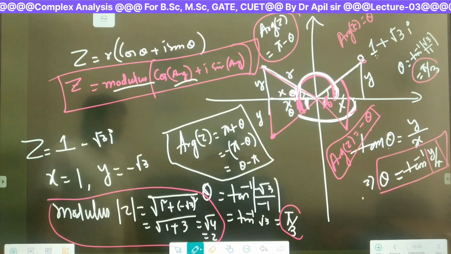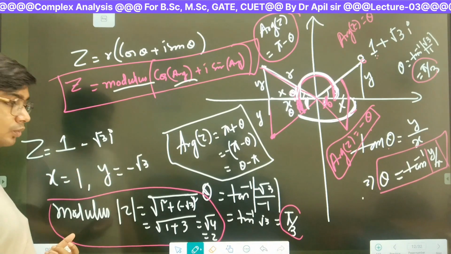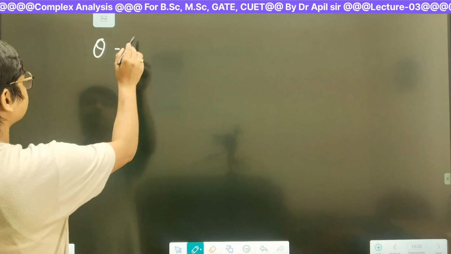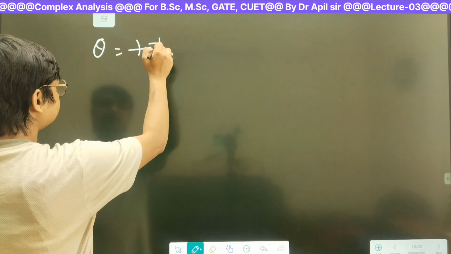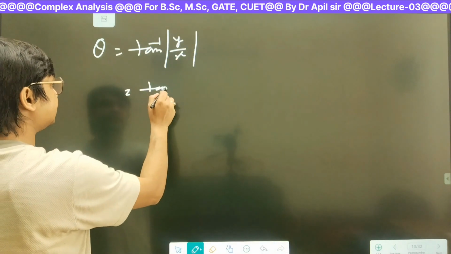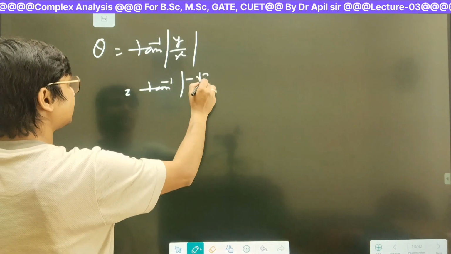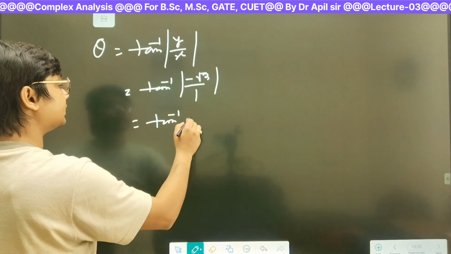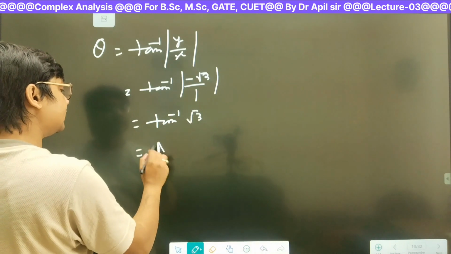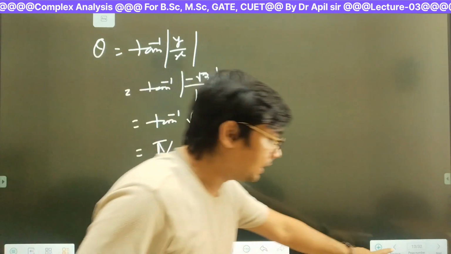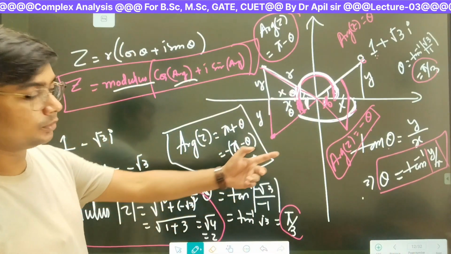But what will be the argument? So here you see, this is x and this is y. So what will be the theta? Theta is nothing but tan inverse of y upon x, right? So this is tan inverse of minus root 3 upon 1, right? So this is tan inverse of root 3, that is pi upon 3. So this is theta. But the complex number lies in the fourth quadrant.